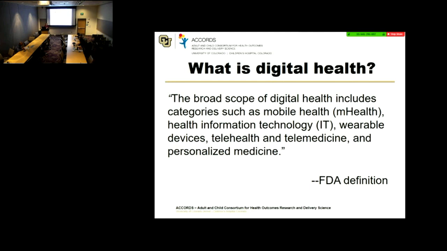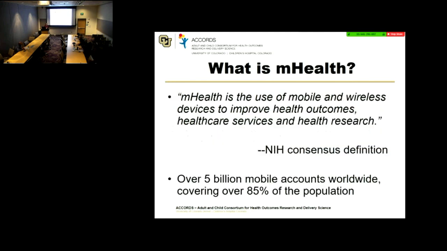The more traditional version of mobile health, or mHealth, is more narrowly focused on the use of mobile and wireless devices, specifically mobile devices, to improve health outcomes, healthcare services, health research, use of health. Mobile and wireless devices can be sensor-based things. They can be something that's specific to a health purpose, and they can be your phone.